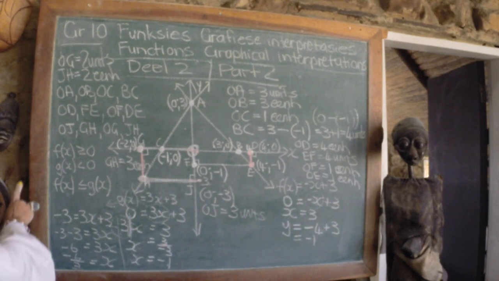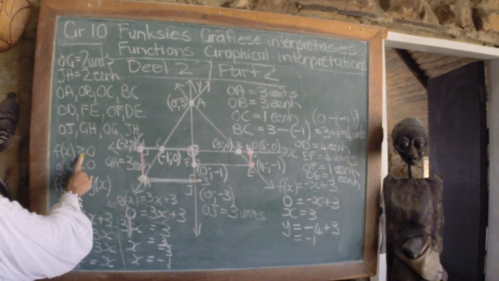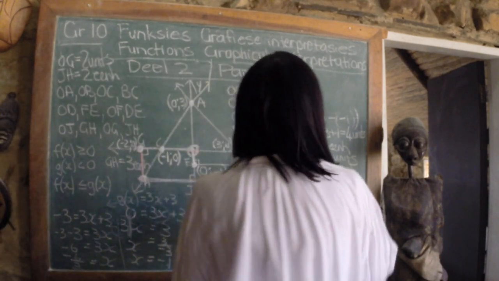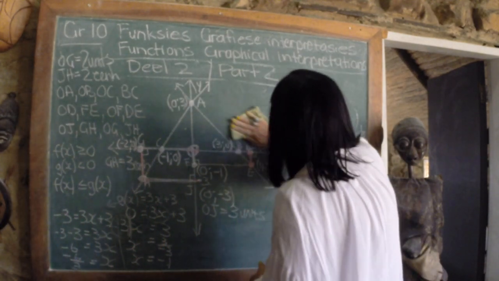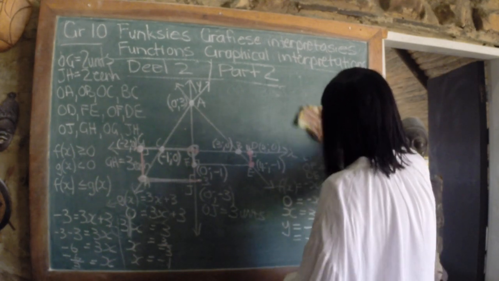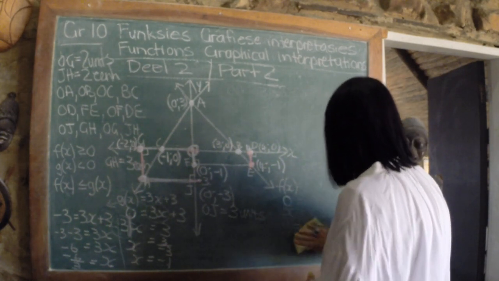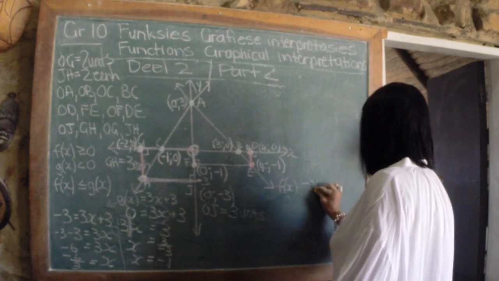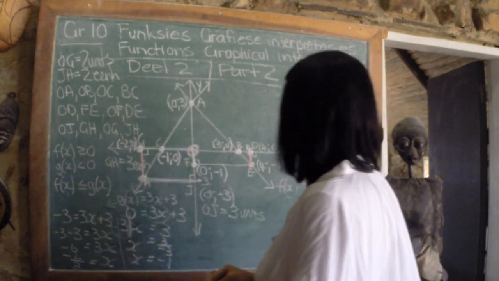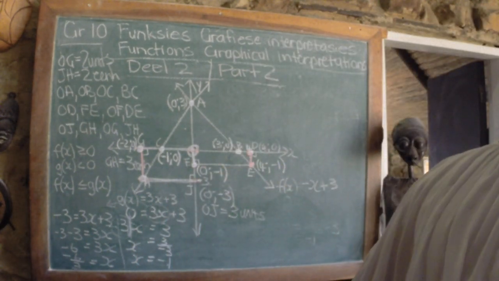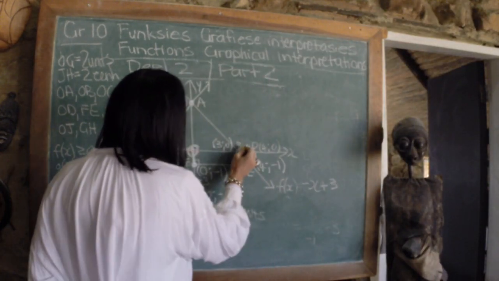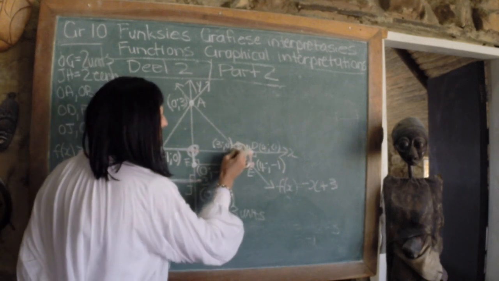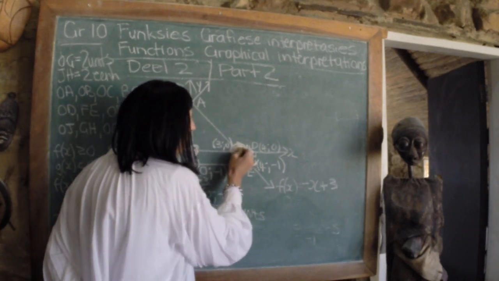Nou is daar nog 2 vrae. Waar is fx groter of gelyk aan 0? Kom ons gaan kyk. fx, this function, minus x plus 3. Waar is hy groter of gelyk aan 0? Met ander woorde, waar lê hy aan die bokant van die x-as? Groter en gelyk aan, so this must be colored. Daar is hy gelyk aan 0.